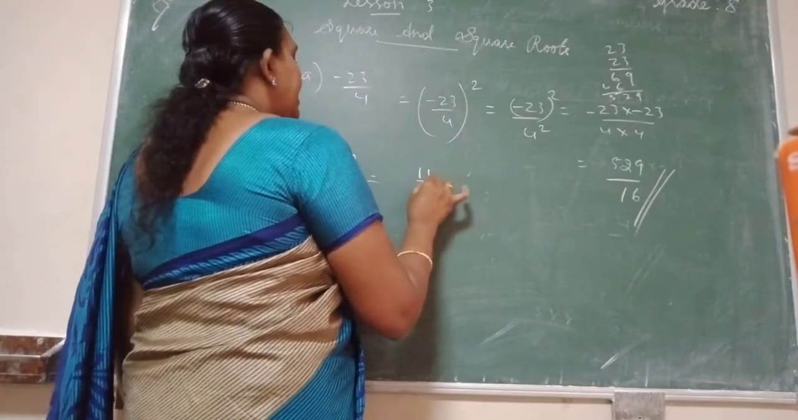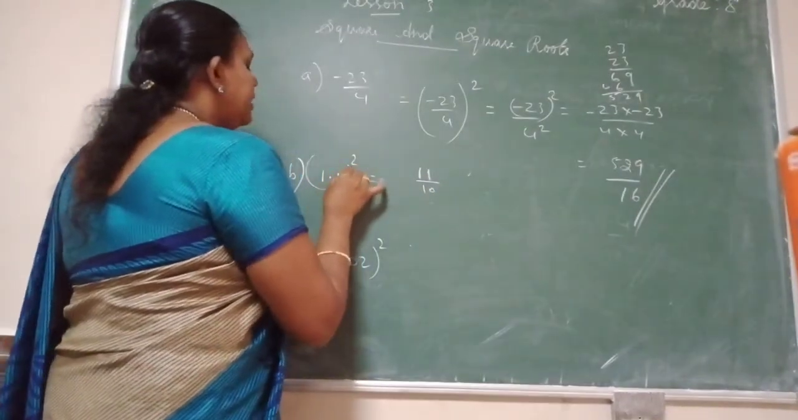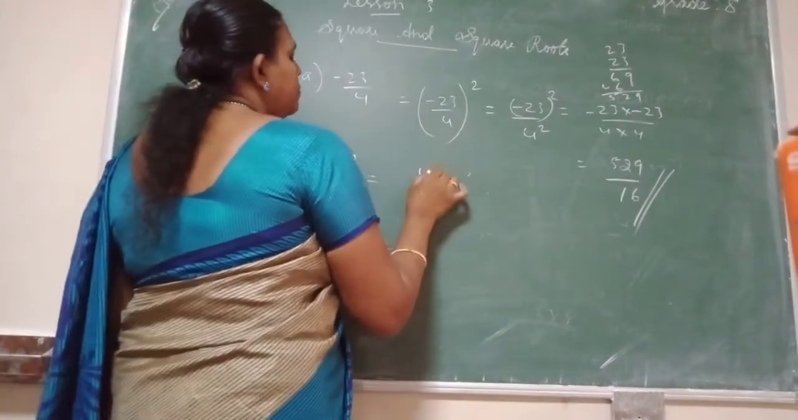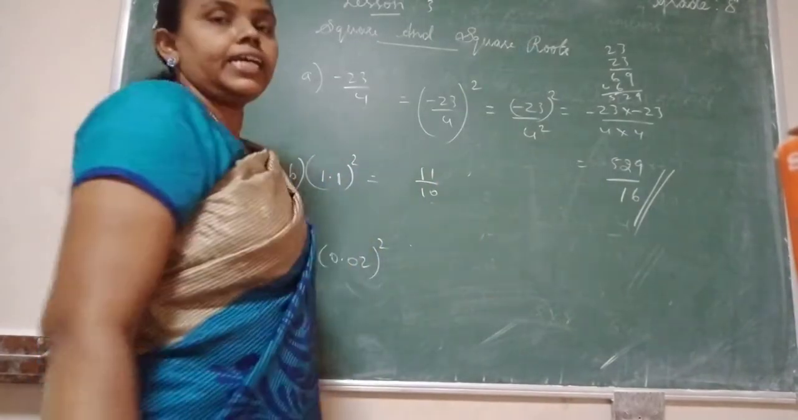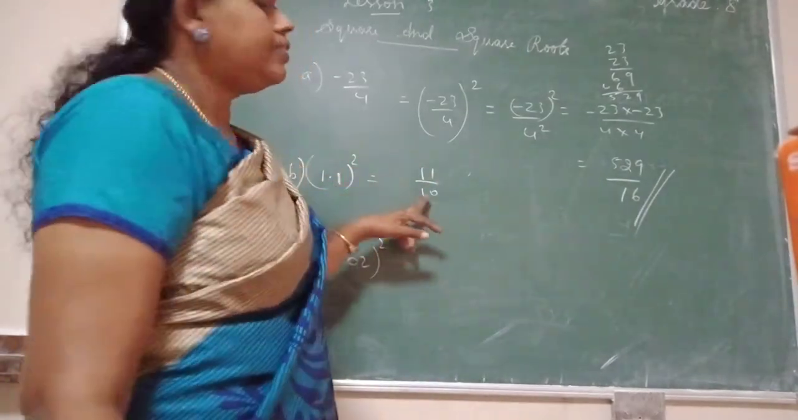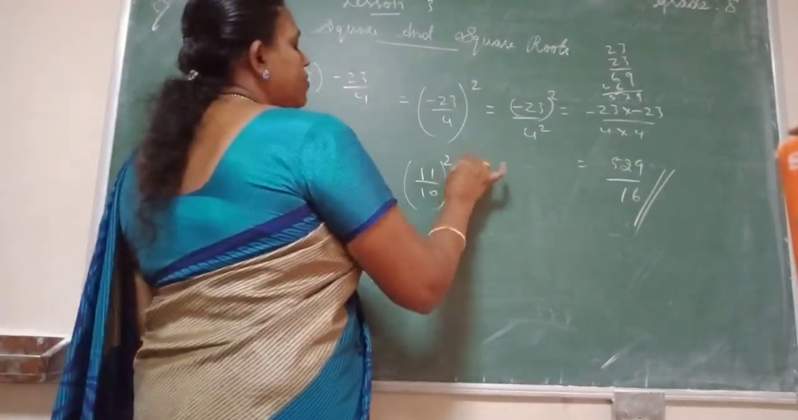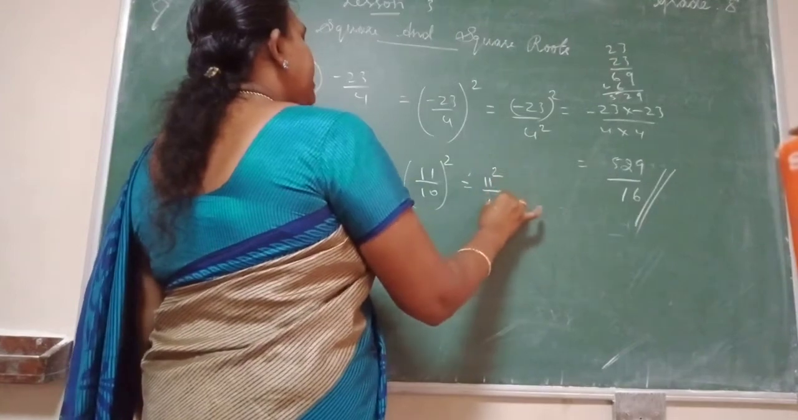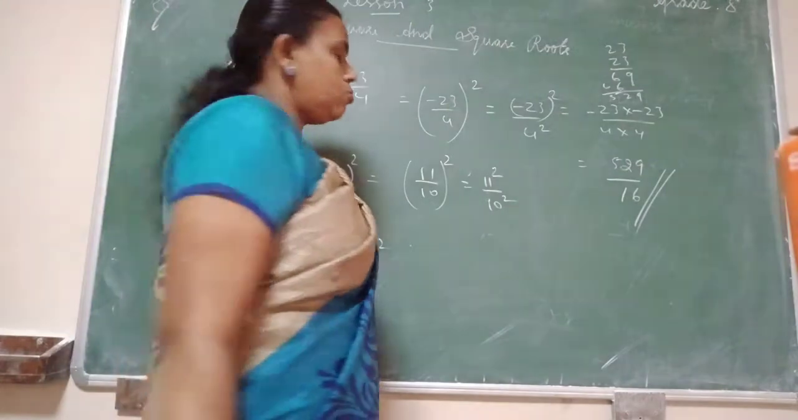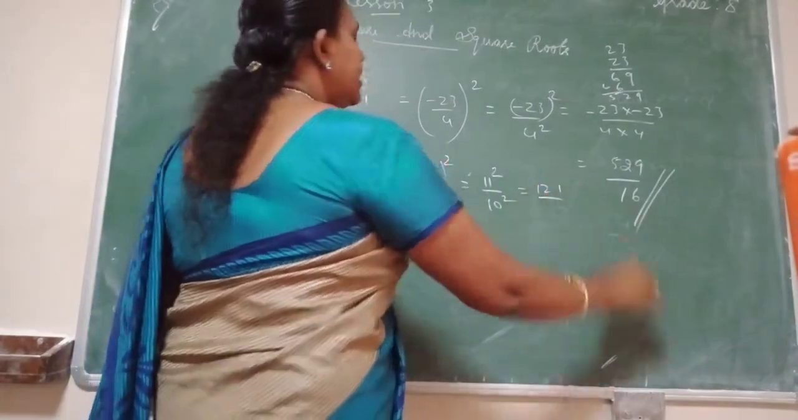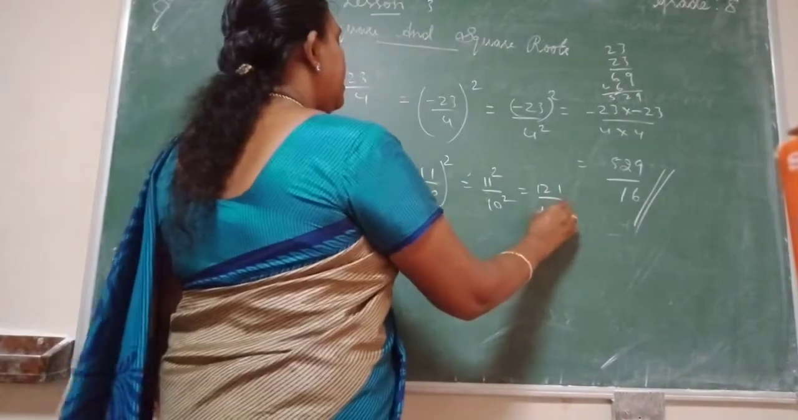1.1 can be written as 11 by 10. How? After the decimal point I have 1 digit, so I put 1 zero. So that is equal to 11 by 10 the whole square, which is equal to 11 square by 10 square. Am I right? P by q the whole square is equal to p square by q square. I know 11 square is 121. 11 11s are 121. 10 10s are 100.